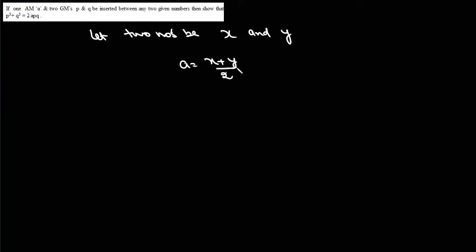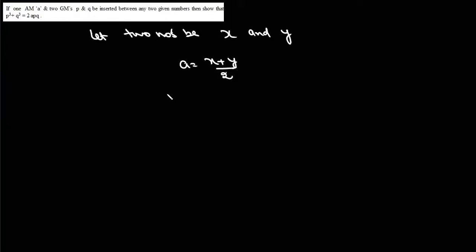Now here the question is, if one AM A and two GMs P and Q be inserted between two given numbers, then show that P squared Q plus Q squared P is equal to 2APQ. Now let the two numbers be X and Y. Now it says we have inserted one AM A between X and Y. So basically this A will be X plus Y by 2.